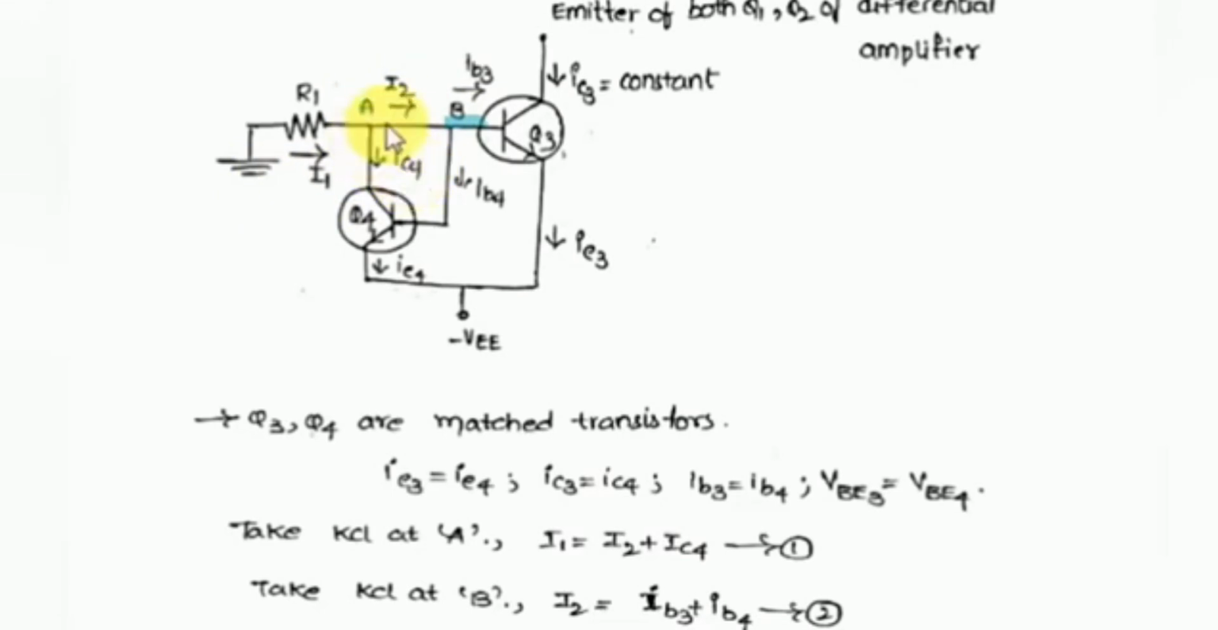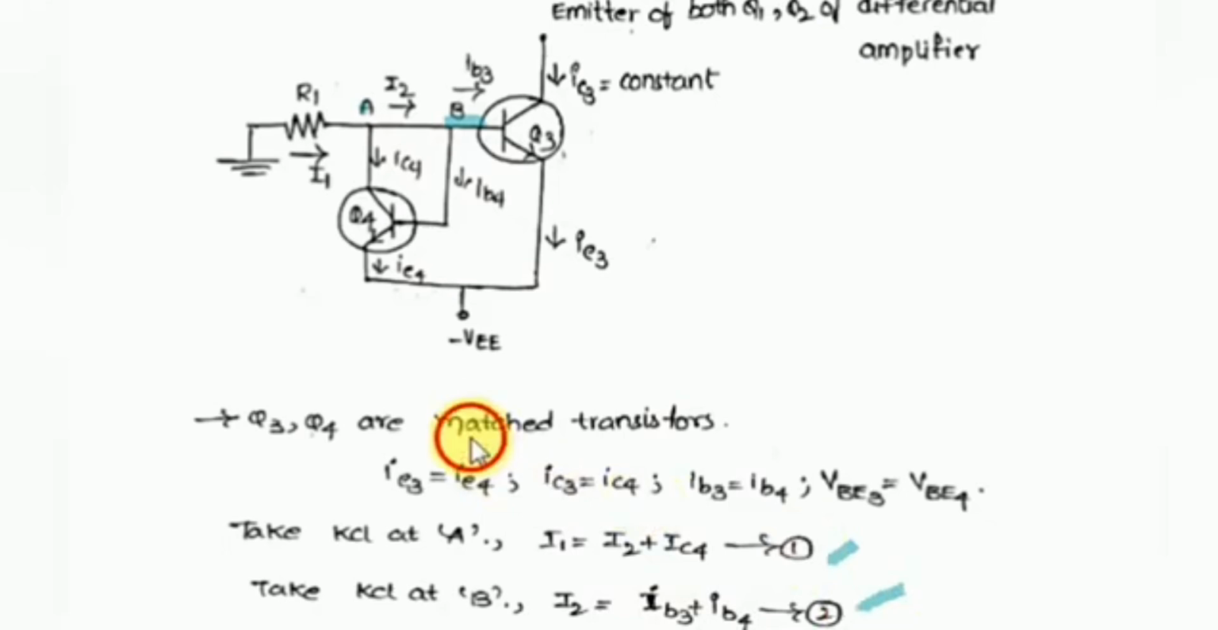So we can write the entering currents equal to the sum of leaving currents. So I1 is equal to I2 plus IC4. Consider this as equation 1. Similarly, take the KCL at node B. Here, the entering current is I2 and the leaving currents are IB3 and IB4. We can write I2 as IB3 plus IB4. Let us consider this as equation 2.